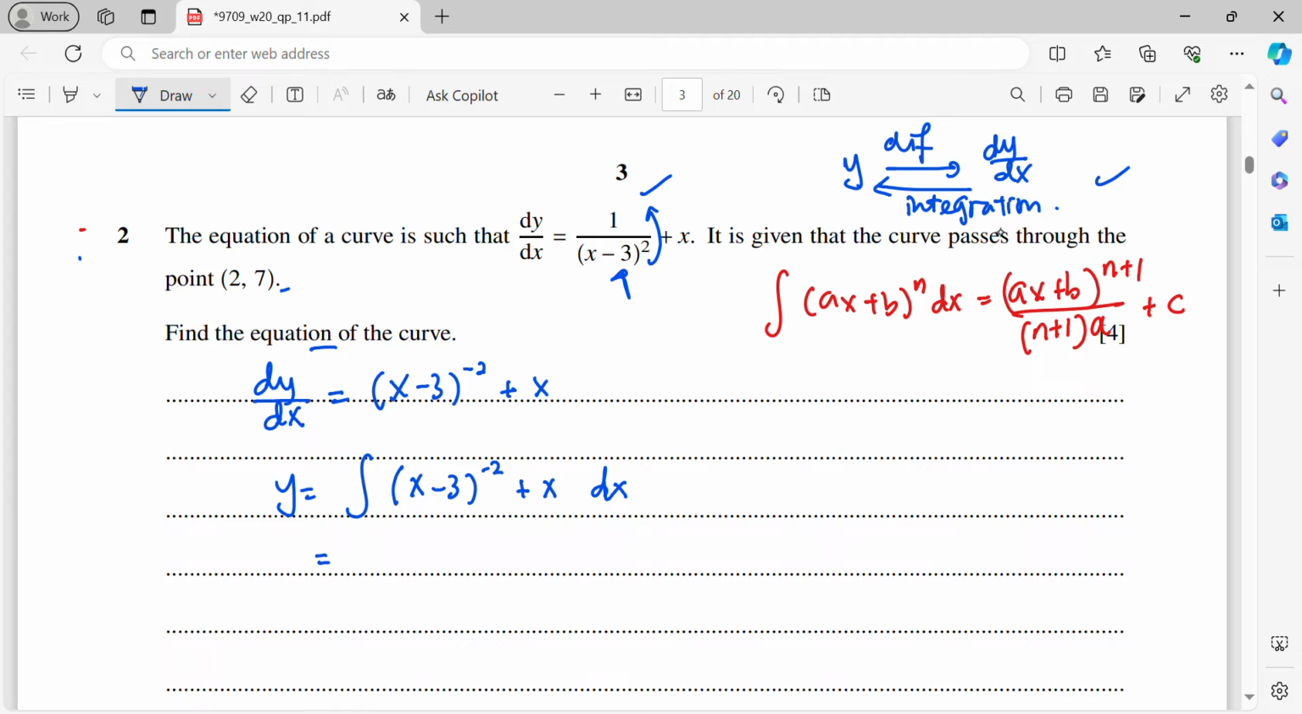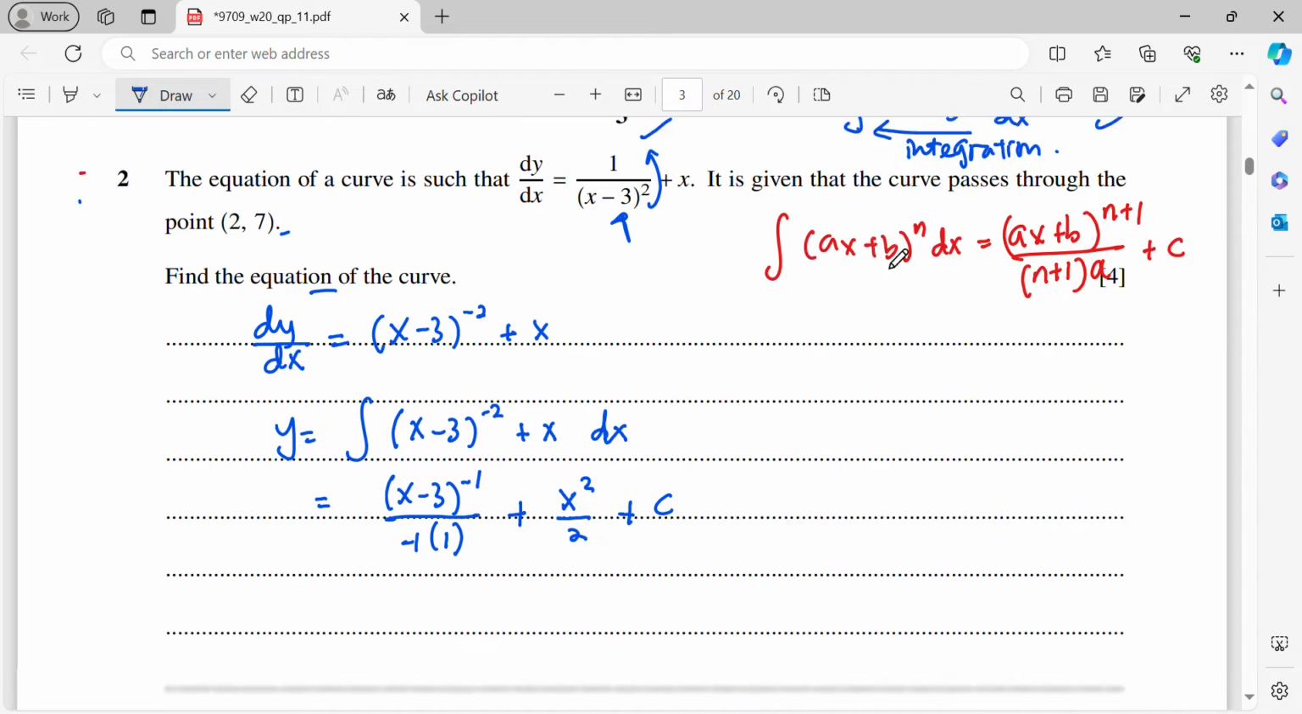That means now here, I will rewrite the function. Minus 2 plus 1 is basically minus 1 over the new degree. And now when you differentiate x minus 3, because of 1x, you will get 1. And for the right side, x, you change to x squared over 2, and then followed by plus c.